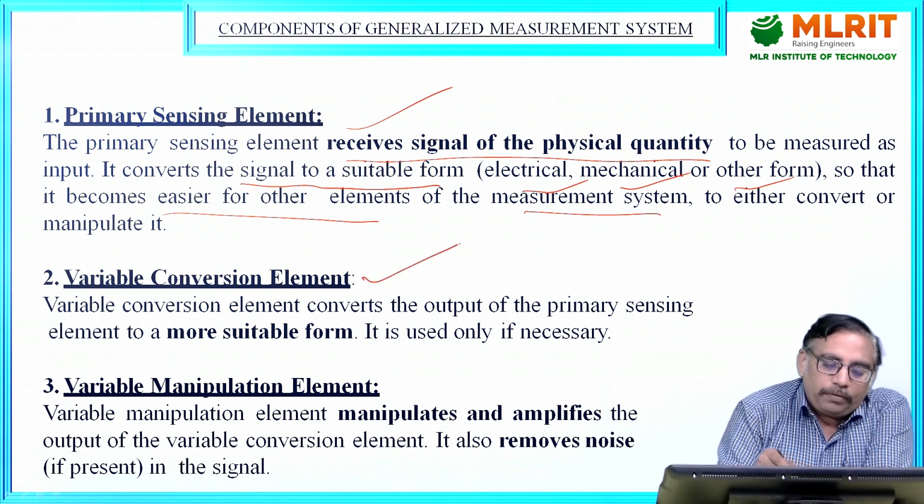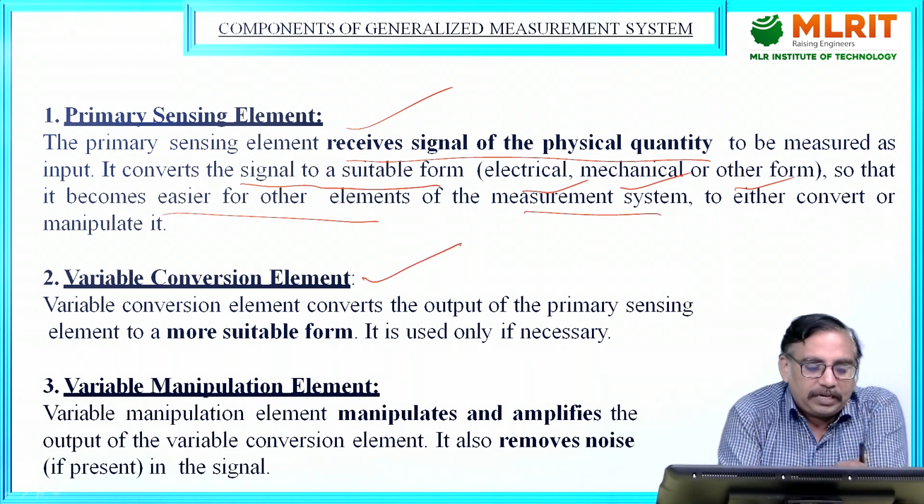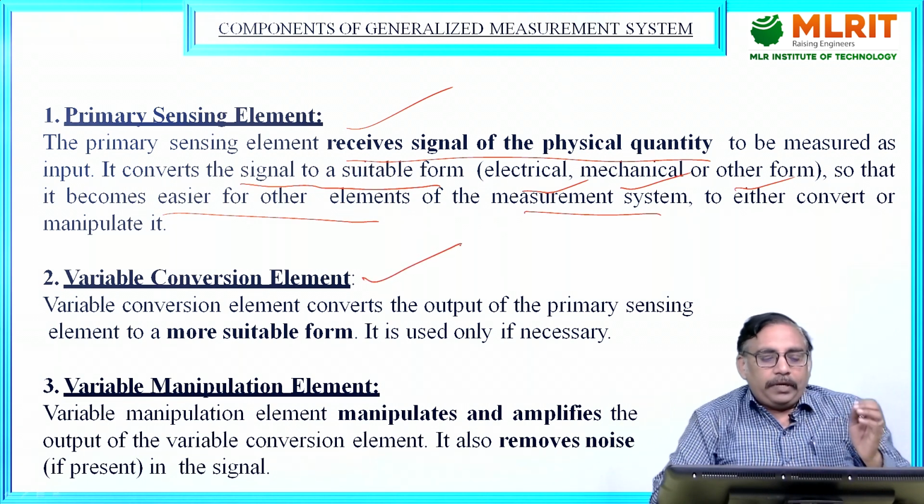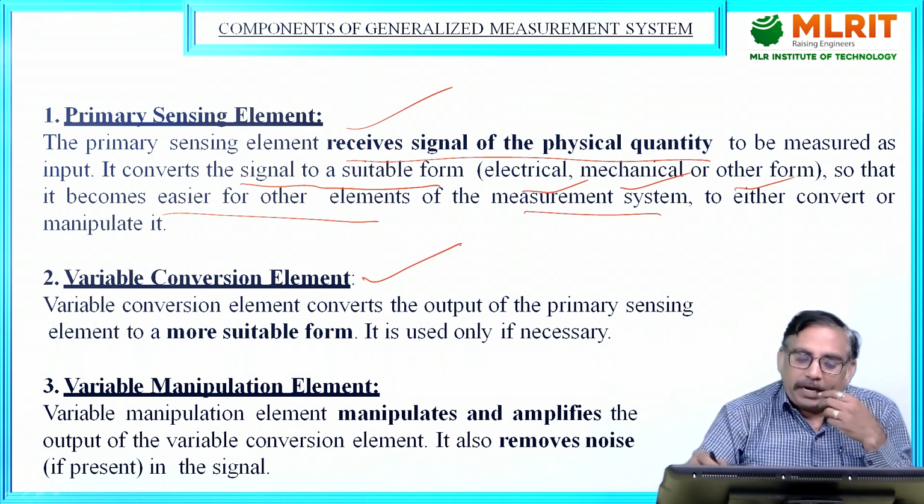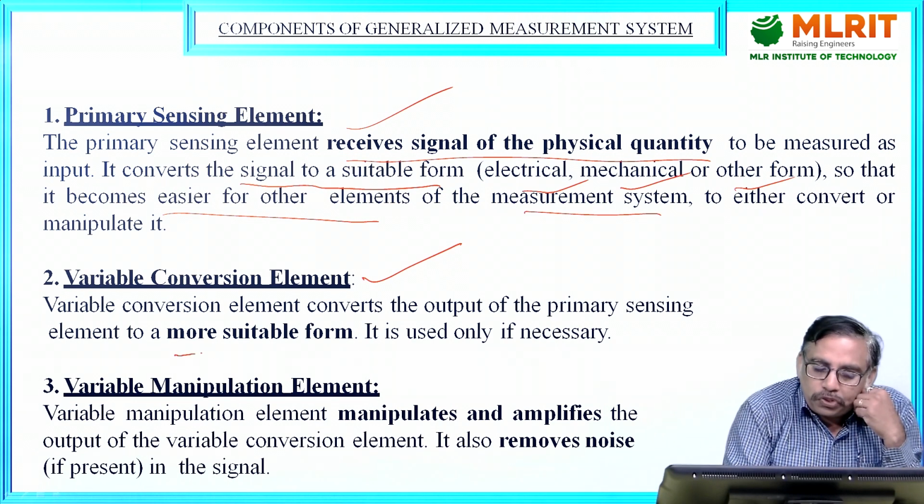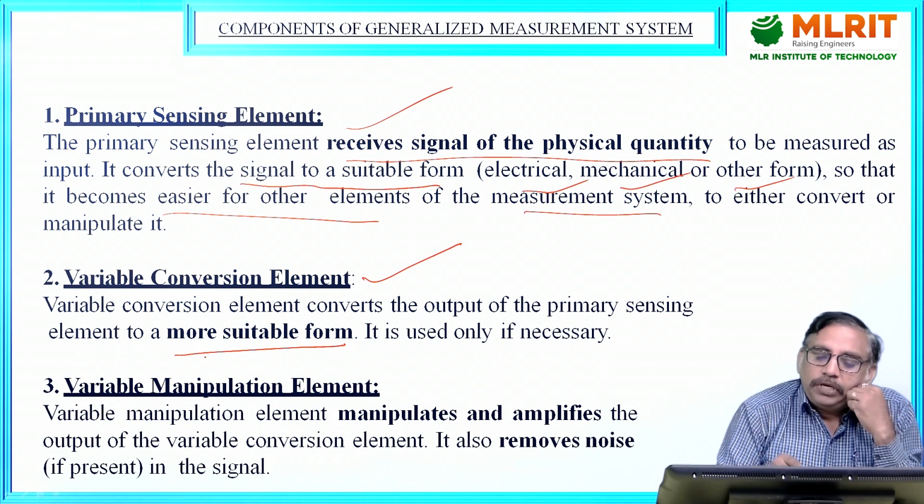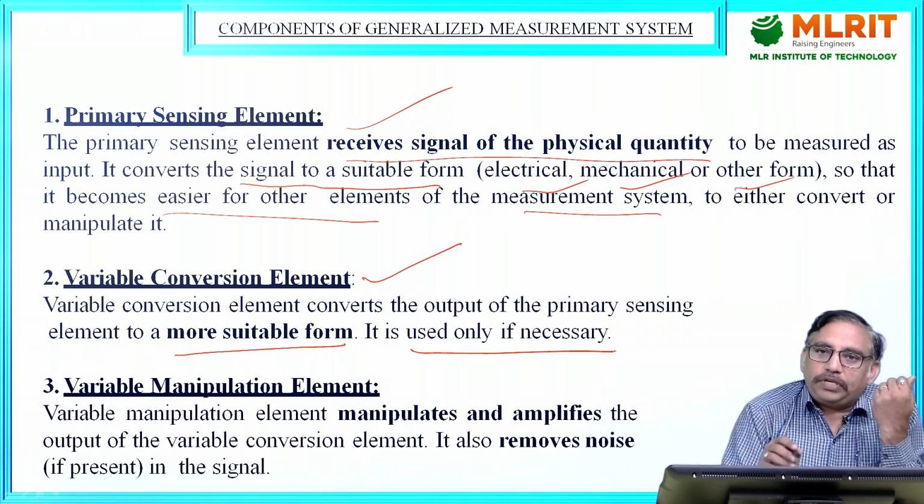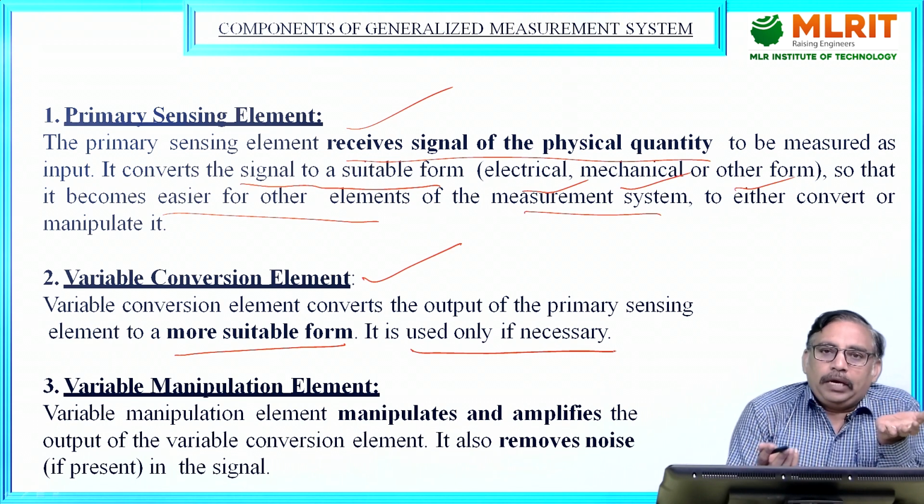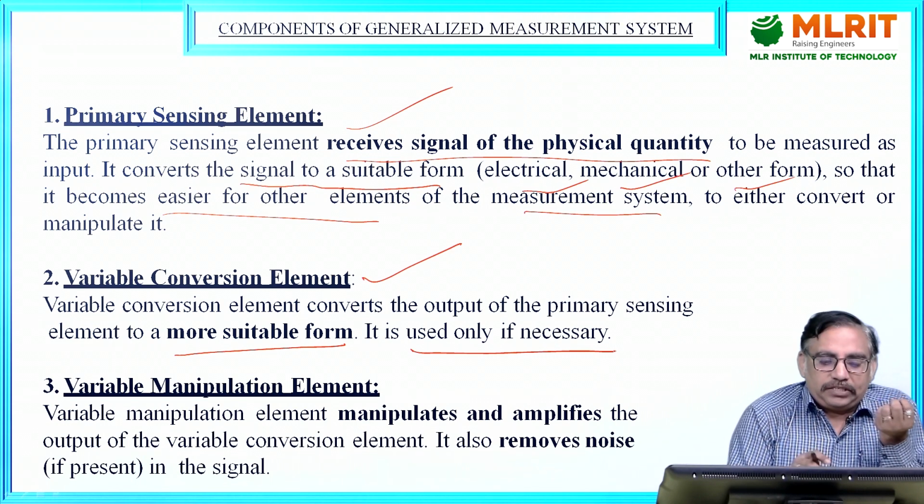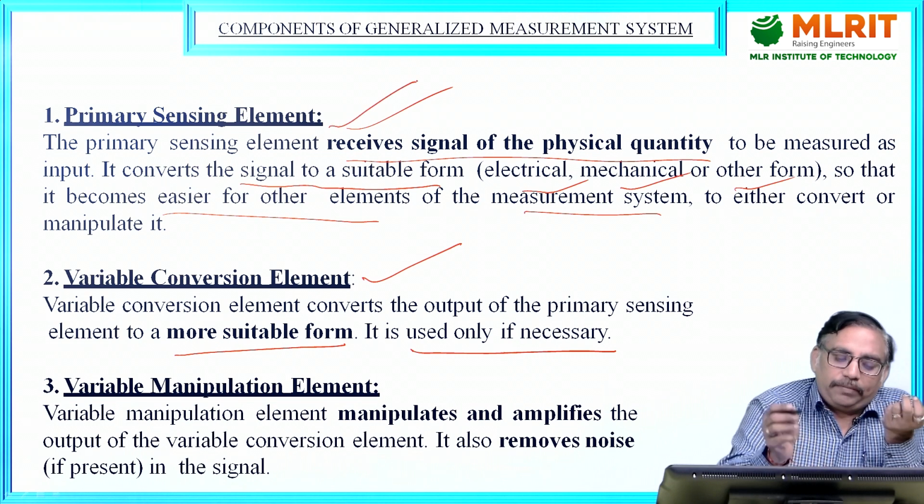Coming to the variable conversion element, it will convert the output of the primary sensing element to a more suitable form, which can be understood easily, if necessary only. A conversion element can be used only if it is necessary. Otherwise, we will go for the primary sensing element itself directly.